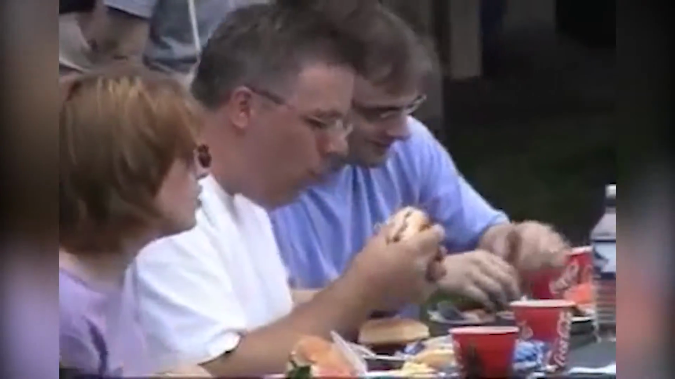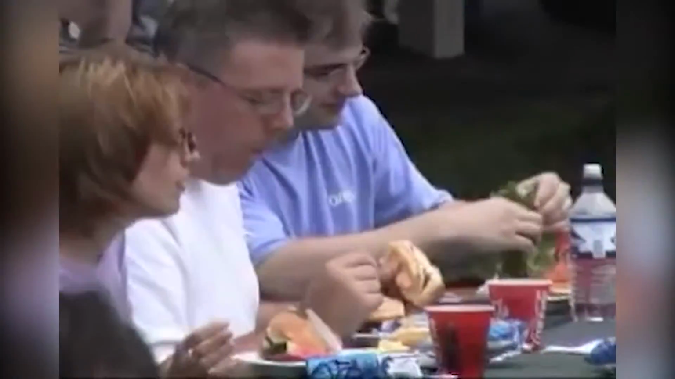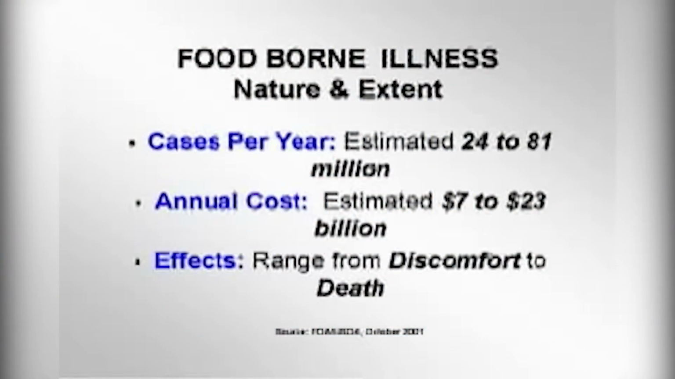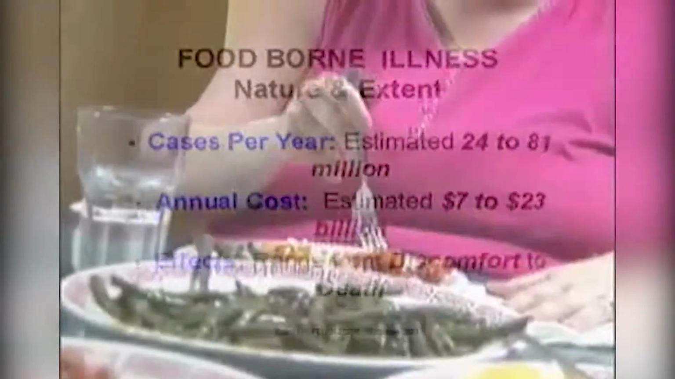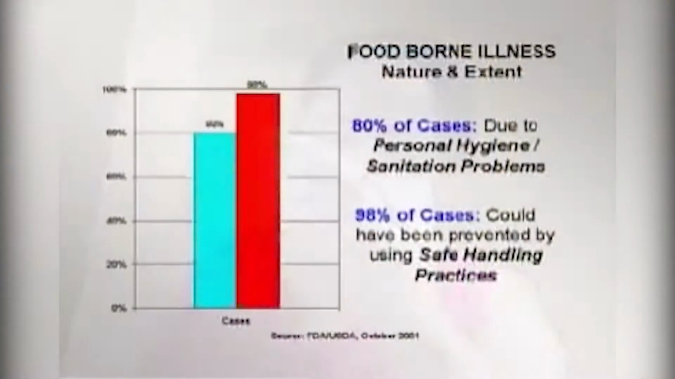The nature and extent of foodborne illness in the United States is significant. In an October 2001 report, the Federal Department of Agriculture, or FDA, and the USDA estimated that there are between 24 and 81 million foodborne illness cases per year, at an annual cost of $7 to $23 billion. The physical effects of these illnesses range from discomfort to death. 80% of the cases were due to personal hygiene and sanitation problems, and 98% of the cases were preventable if safe handling practices had been used.